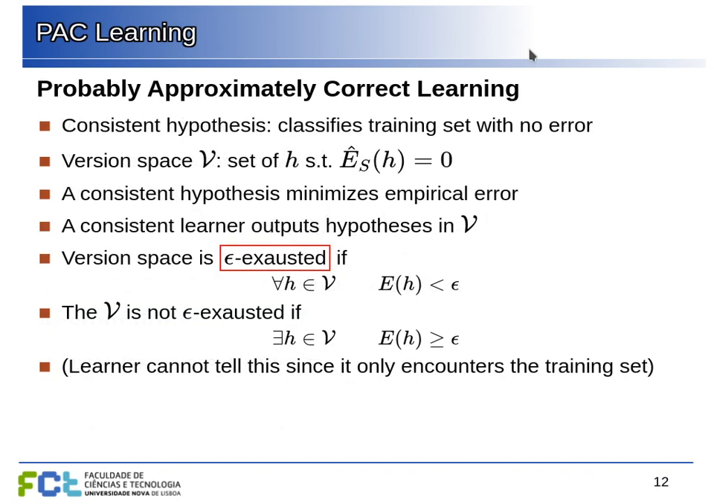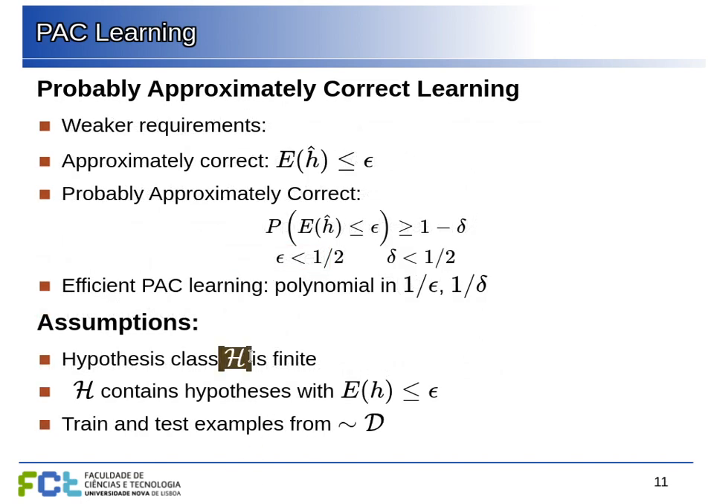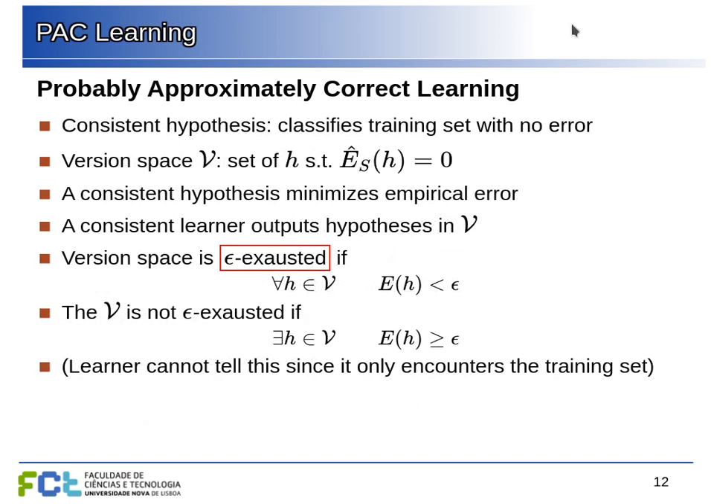So let's look also at a concept here, which is a consistent hypothesis. A consistent hypothesis is one that is consistent with the training set. That is, it will classify the training set with no error. It will not make mistakes on the training set. And the version space of some classifier, some model, will be the set of hypotheses for which the empirical error is zero. So we are considering that we have a finite set of hypotheses, this large H, and the version space of that hypothesis class will be the set of hypotheses that have zero training error, zero empirical error.